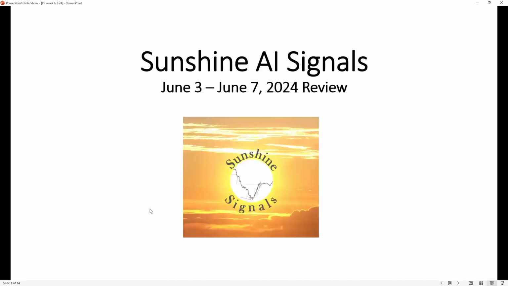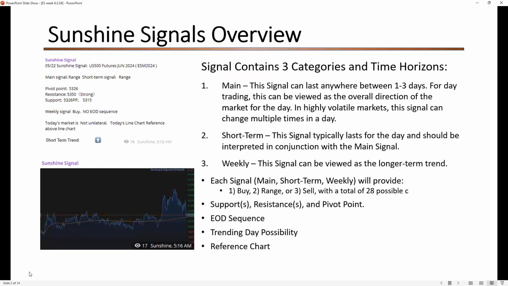As a brief review, you will recall that Sunshine Signals gives three signals daily: the main signal, the short-term signal, and the weekly signal. Each signal will show a buy, range, or sell. In addition, every morning before market opens, Sunshine Signals will provide supports, resistances, and a pivot point, which will act as a bull-bear line for the day. Sometimes an EOD sequence will be given, but not always. And if the signal detects a trending day possibility, it will show here as unilateral.